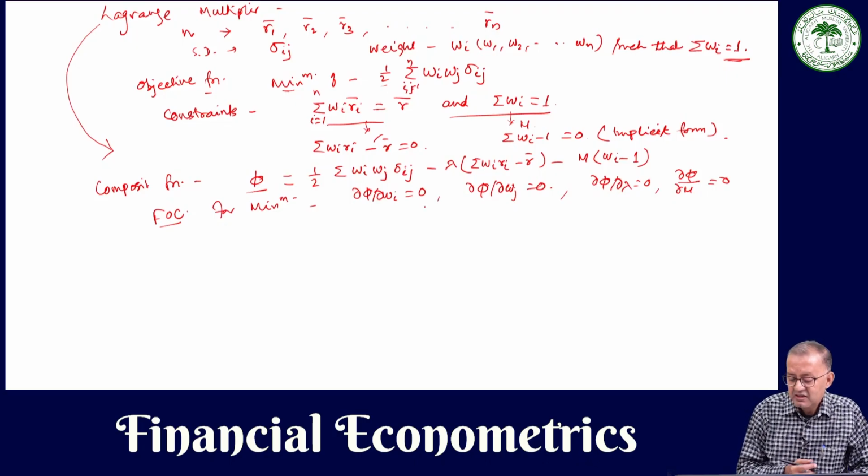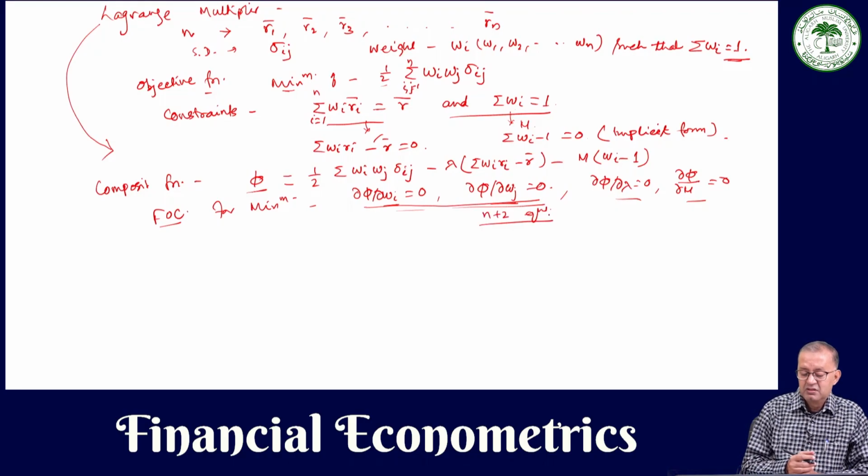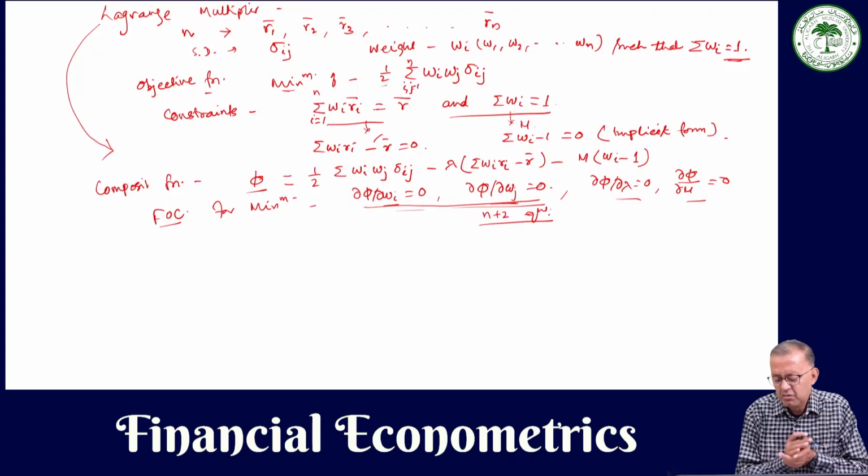Clear? In this process, if you differentiate it with respect to this, you get the two equations from here and n equations from here. So in total, we will have n plus 2 equations and n plus 2 unknowns. So this can be solved. This is a bit complicated one.